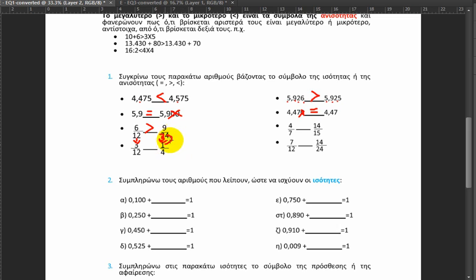So I multiply both numerator and denominator with 3, and I get 3 twelfths, which is equal to this fraction. They're the same.